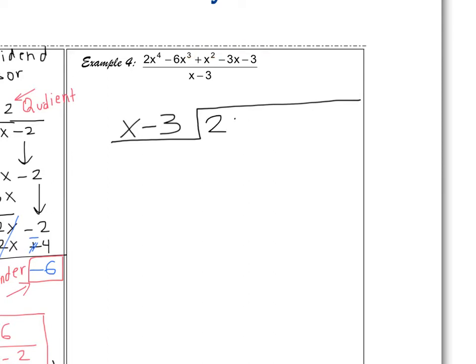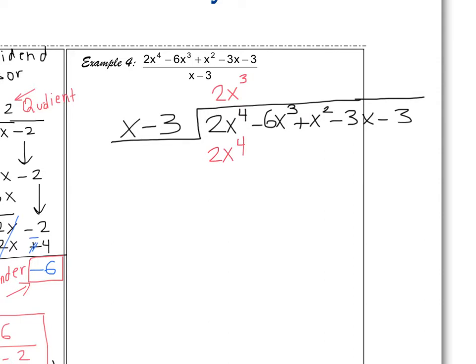Let's go ahead and write down the dividend. And like we did before, you look at the first part and ask yourself, x times what would give me 2x to the 4th? If I multiply it by 2x to the 3rd, I will get 2x to the 4th. So x times 2x to the 3rd, that's 2x to the 4th. Now -3 times 2x to the 3rd would give me -6x to the 3rd. Do you see how the powers are lining up? That's because I checked that all the powers are in descending order.